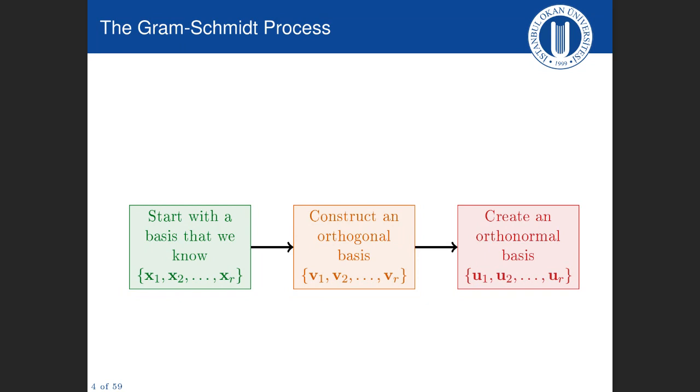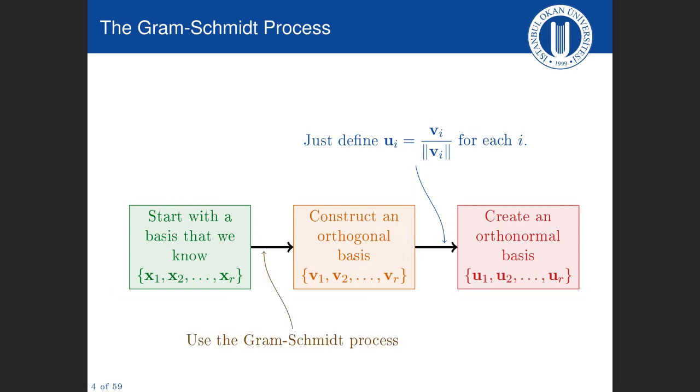Orthonormal means orthogonal and unit vectors. But the second step here is going to be quite easy. If we have an orthogonal basis, we can just normalize each vector. In other words, divide each vector by its norm to create unit vectors. For the first step, we need a method called the Gram-Schmidt process. And that's the one I'm going to talk about now.